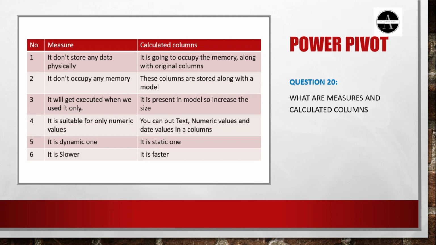Fourth difference is, a measure is suitable for only numeric values, whereas a calculated column is suitable for text, numeric and date values in a column. Measures are the dynamic ones, whereas the columns are the static ones. Performance wise, a measure is slower than a calculated column. So these are the differences you must know.